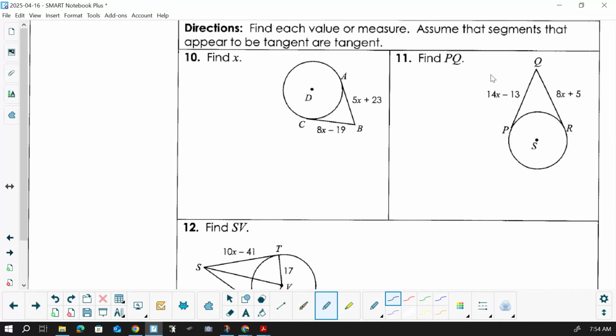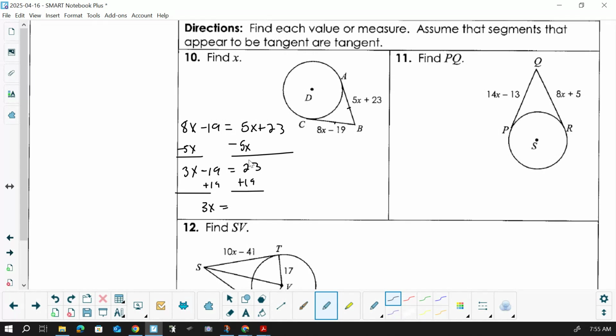So let's take a look at some of those. So find the value, well, this line is equal to this line, so this is equal to this, and so that's how we're going to set that up. 8x minus 19, 5x plus 23. Okay, so we're going to subtract 5x from both sides. And we get 3x minus 19 equals 23. We're going to add 19. And we get 3x equals 42. Divide by 3, and we get x equals what?